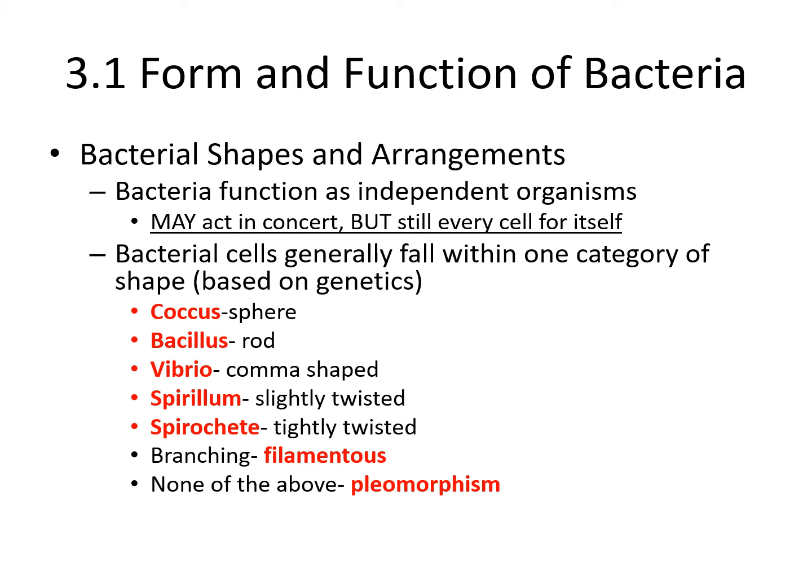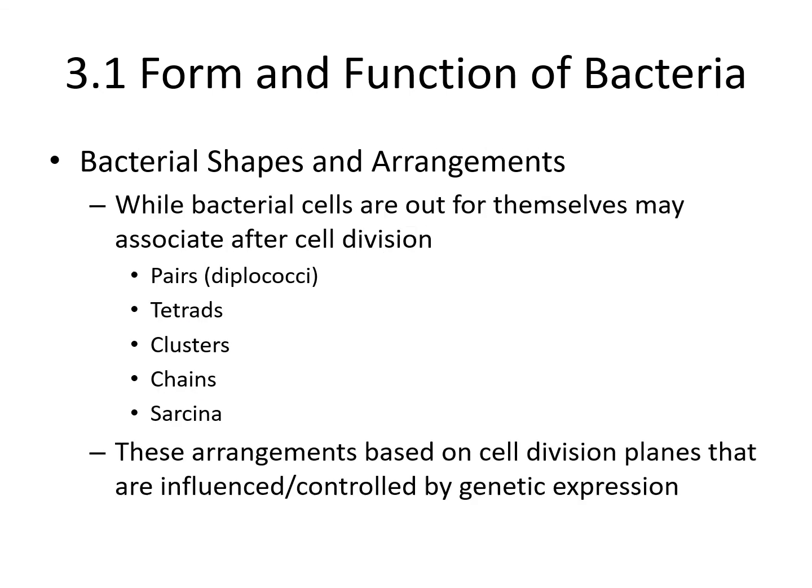And then, depending upon how tight the corkscrew is, a loose corkscrew, spirillum. A tight corkscrew, spirochete. Remember, this is still individual single cells that'll be elongated and have a corkscrew shape. Sometimes they're going to be long and thin. They refer to this as filamentous. You're going to find this with some of the soil microbes, soil bacteria. And then there's going to be bacteria that are all or none of the above. These are referred to as pleomorphic, pleomorphism.